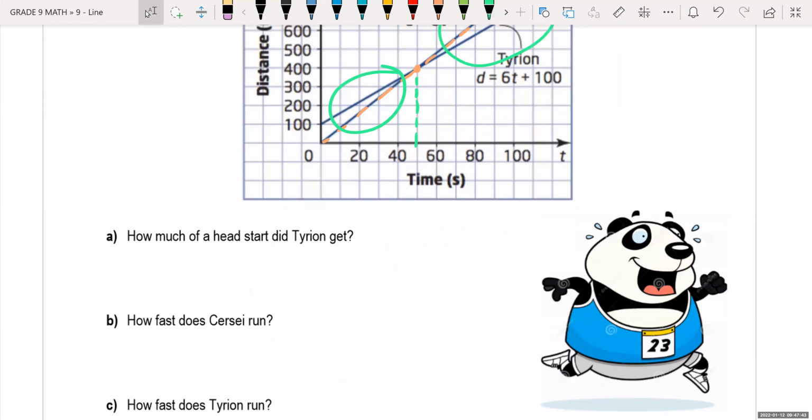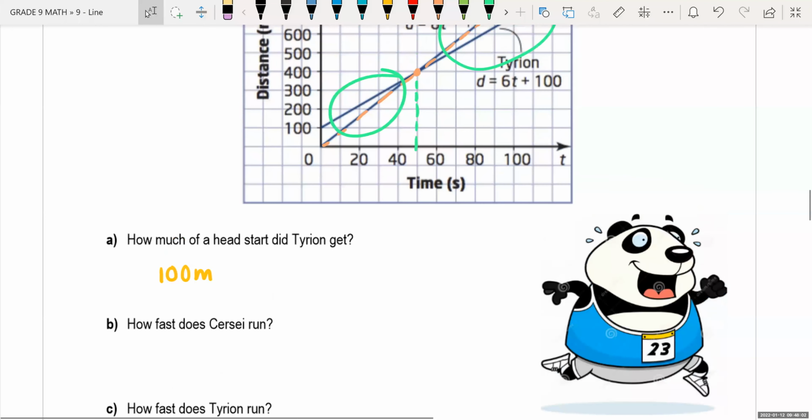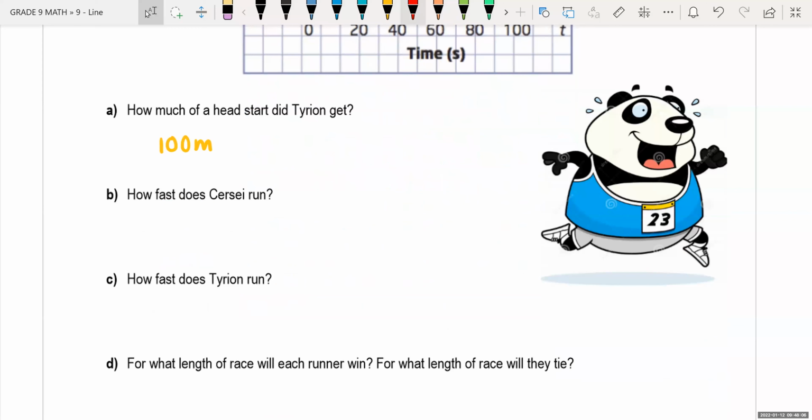All right, so let's go ahead and answer some questions based on this. How much of a head start did Tyrion get? Gabriel already told us he got 100 meters. How fast did Cersei run? Okay, for that, we have to really look at the equation. So the equation is D is equal to 8T. I'm going to write that down. D is equal to 8T.